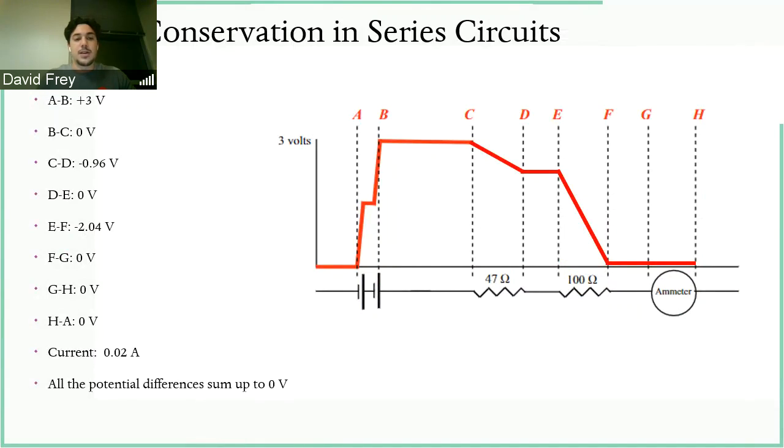Moving forward, we were asked to chart the voltage drop across the series circuit. We have a gain of 3 volts going from points A to B, and nothing changed going through the wire, but then at point C to D is our first voltage drop, being 0.96, and then we have one further down from points E to F being 2.04, which, as you can see, corresponds to the locations of our resistors.